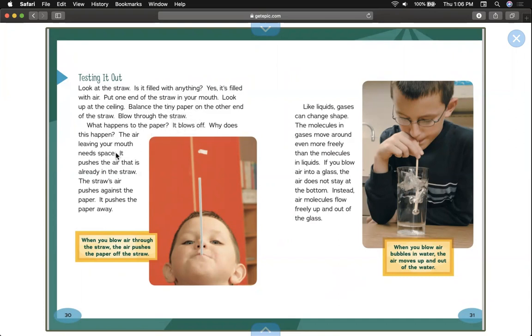The air leaving your mouth needs space. It pushes the air that is already in the straw. The straw's air pushes against the paper. It pushes the paper away. When you blow air through the straw, the air pushes the paper off the straw.